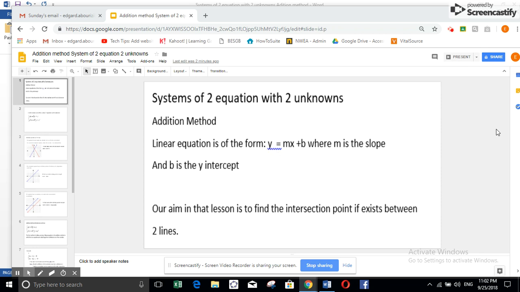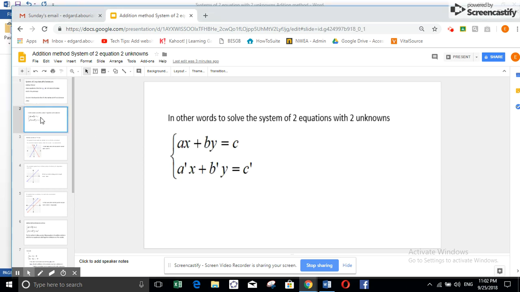Hi, grade 10 students. Our aim today is to explain system of two equations with two unknowns using the addition method. At the same time, it's called the elimination method. Let us recall back. A linear equation is an equation of the form y equals mx plus b, where m is the slope and b is the y-intercept. So our aim in that lesson is to find the intersection point, if it exists, between the two lines.